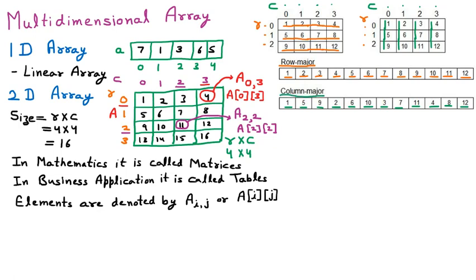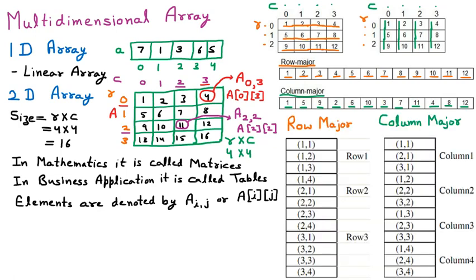So these are the two ways, or two orders, in the 2D array. One is the row major, if we are traversing the rows row wise. Then another way is the column major, if we are traversing column wise. So that is the row major and the column major. So these are the two diagrams of row major and column major.